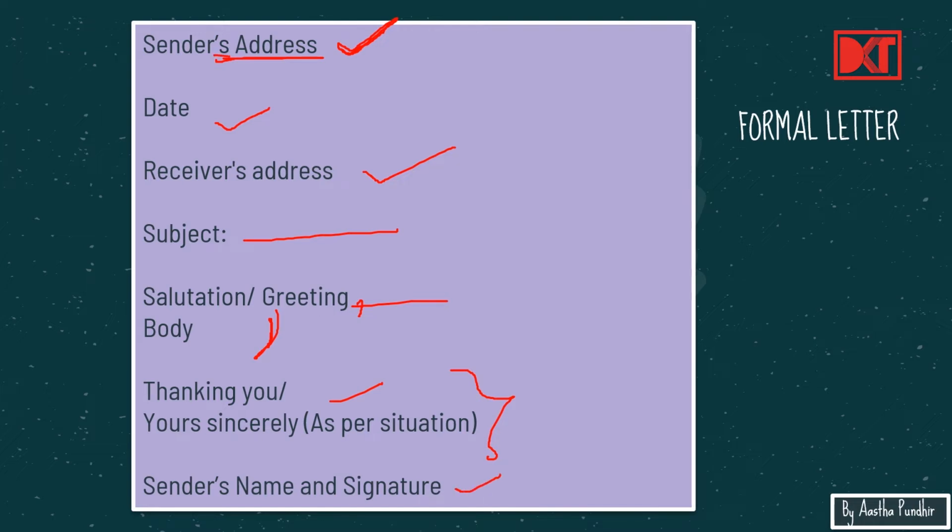Then we have the sender's name and signature. Remember, at the top you wrote your address, not your name. Here you write your name and give your signature. In certain situations, also give out your phone number or email ID. That actually depends on the situation again. I'm talking about the practical situation.